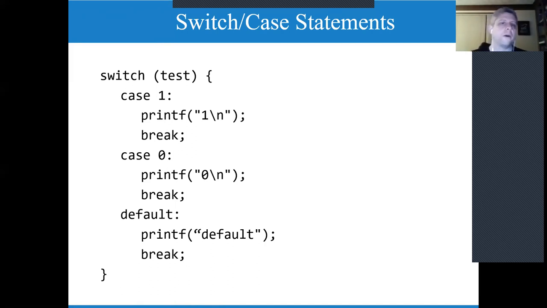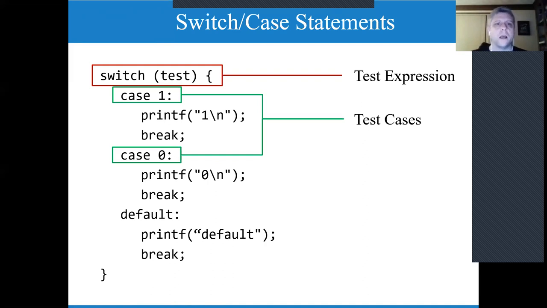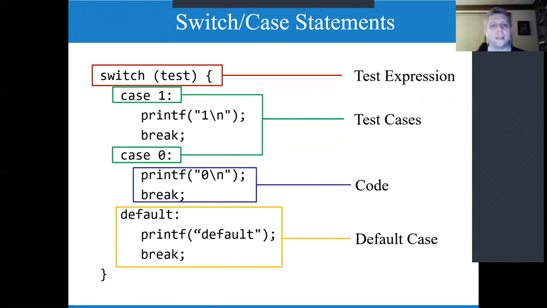So here we have the variable test up on top. This is the test expression. We have the test cases. Here, case 1, it's testing to see if the test variable is 1. If it is, then it prints out 1 and then breaks out of the switch statement. If it's 0, it prints 0 and then breaks out of the case statement, which is the code part. And then finally, we have the default case. The default case is basically if none of the other test cases match, then do the default.